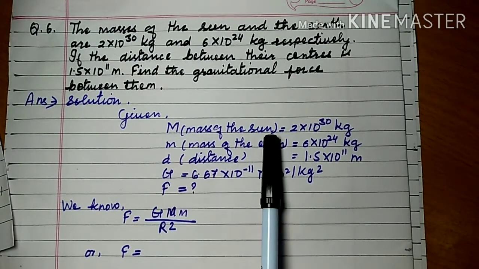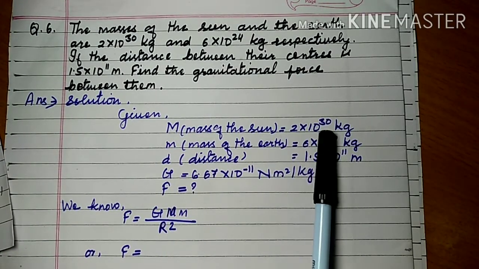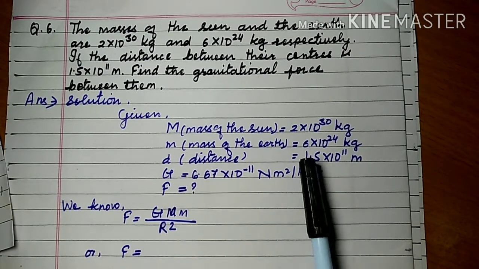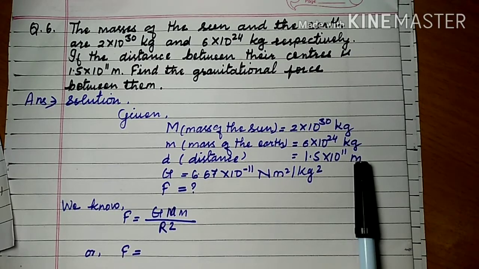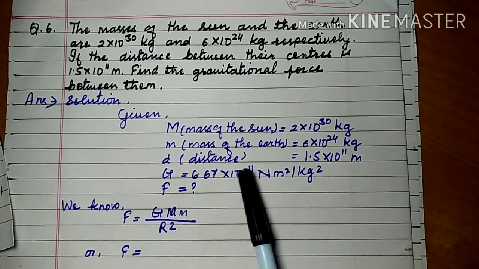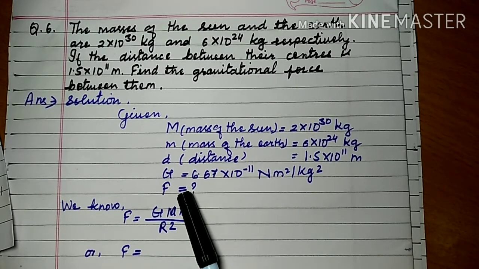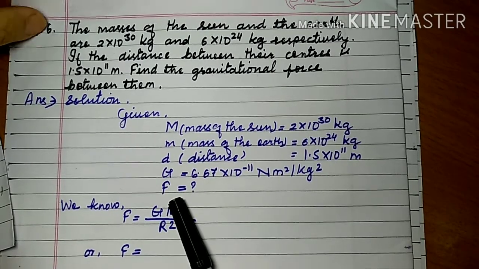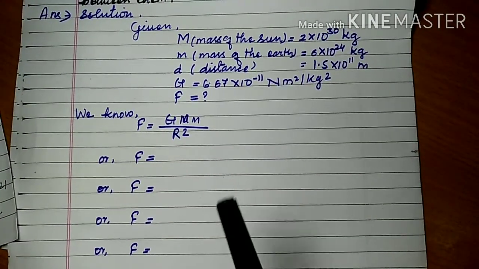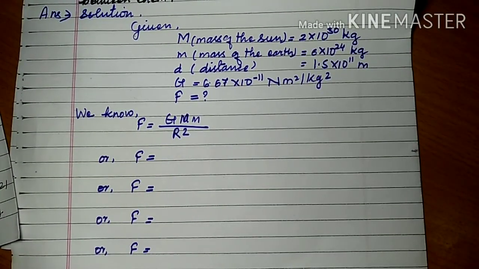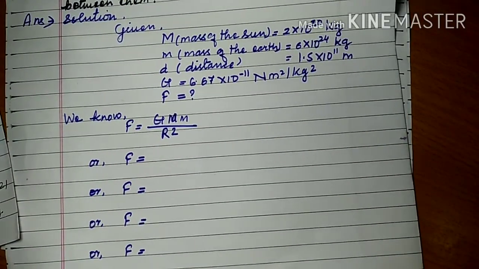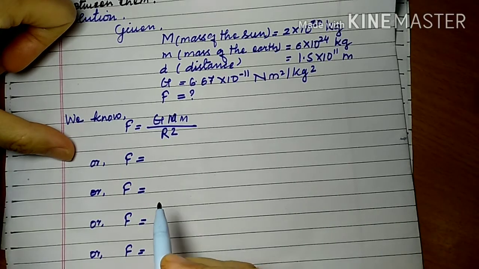So given here, mass of the sun 2 into 10 to the power 30 kg and mass of the earth 6 into 10 to the power 24 kg. Distance given 1.5 into 10 to the power 11 meter. It is in meter only, you need not change. So universal gravitational constant. Now here we are going to calculate F, and the formula we need to use here is this one, F equal to GMm by r square. Now we are going to substitute values.